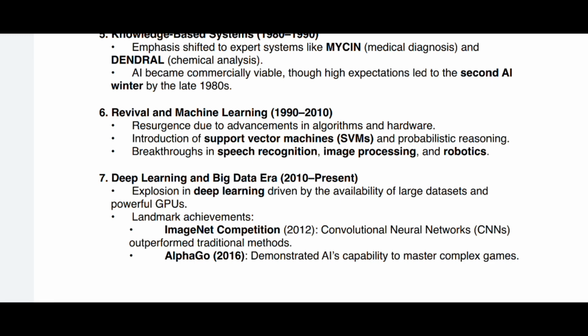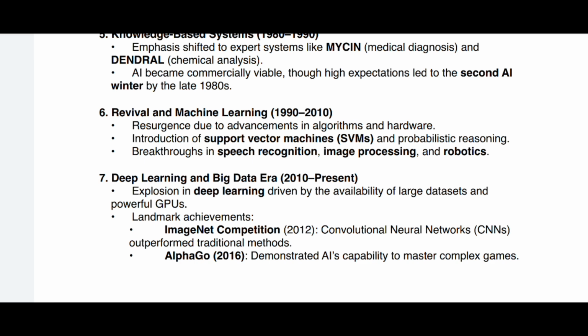Revival and machine learning, 1990 to 2010. There was a resurgence due to advancements in algorithms and hardware, and the rise of support vector machines, speech recognition, image processing and robotics. Then machine learning started. From the 1990s to 2010, support vector machines, SVMs, started, along with speech recognition, image processing and robotics. These are some important functions that started from 1992 to 2010.